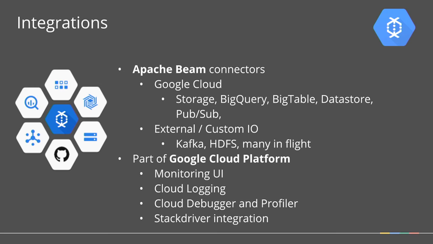And PubSub is the streaming one, and I think you can write in streaming fashion to pretty much all of them. And we also integrate with external systems. Beam has a pretty nice custom I/O API, and you can implement your own connectors. Right now we have Kafka and HDFS. You can access data there, but there are many in flight.